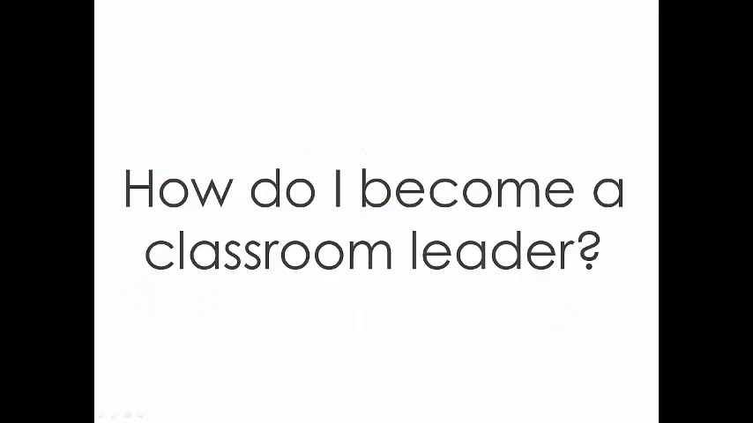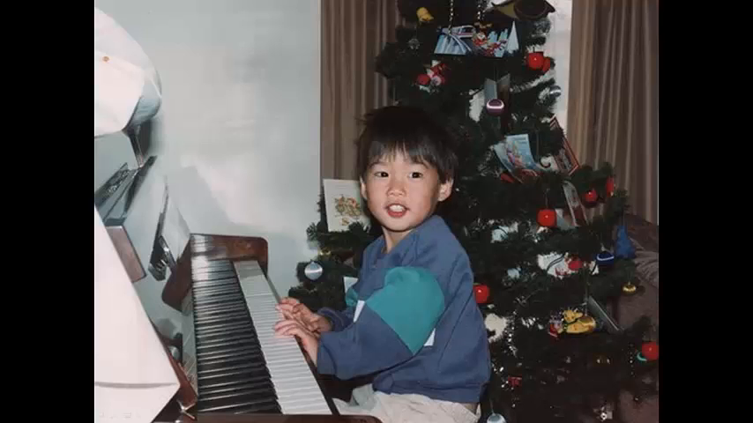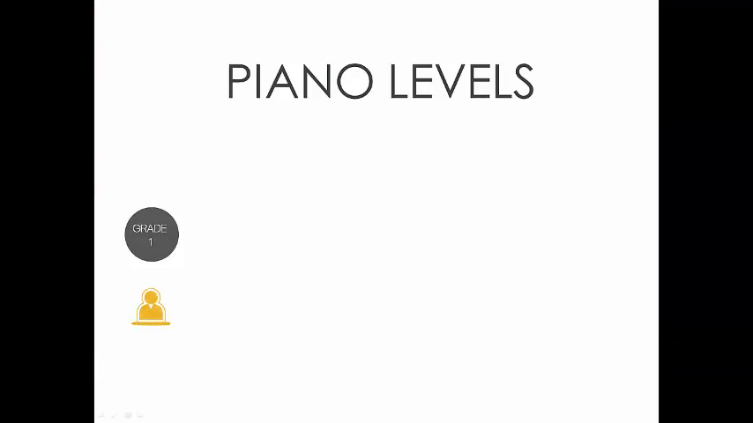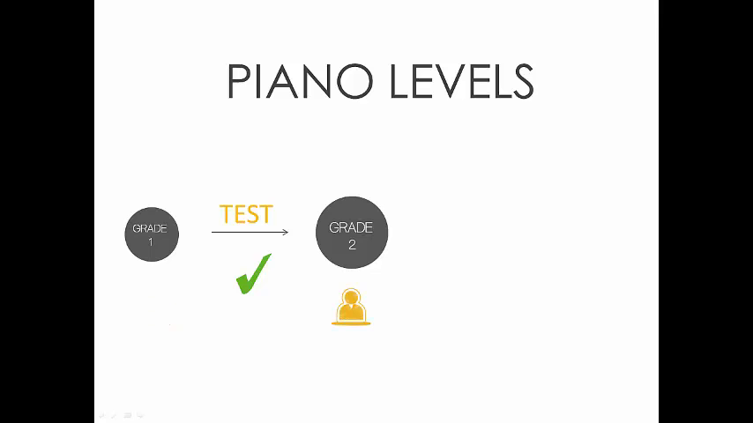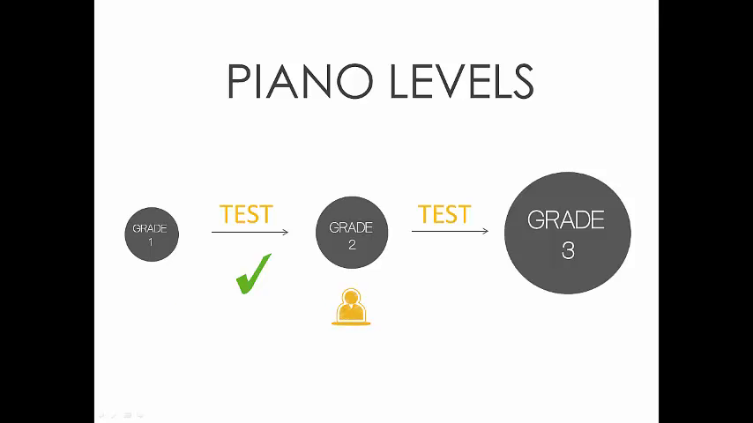So you might be thinking, how do I become a classroom leader? Well, let me talk to you about when I first started learning the piano. Have you ever learned a music instrument before? Well, there's a picture of me when I was about 5 years old. My parents enrolled me to take some piano lessons. And I started at grade 1. And in order to get to grade 2, I had to pass a test. And if I didn't pass the test, I just remained at grade 1. And I had to keep practicing until I passed the test. But if I did pass it, then I could progress to the next grade, which was grade 2. Only once I passed the first test could I take the next test. No grade skipping was allowed. And if I passed that test, then I would move on to the next grade.